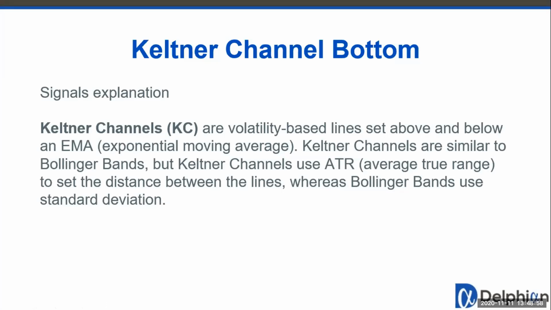So Keltner channels. These are volatility baselines. And there's an upper and lower, and it's set off the EMA. So that's the middle of the channel is going to be the EMA. If you're familiar with Bollinger Bands, those are based off of standard deviation and the SMA. So these are just slightly different. So instead of standard deviation, we're using average true range. And instead of SMA, we're using EMA.